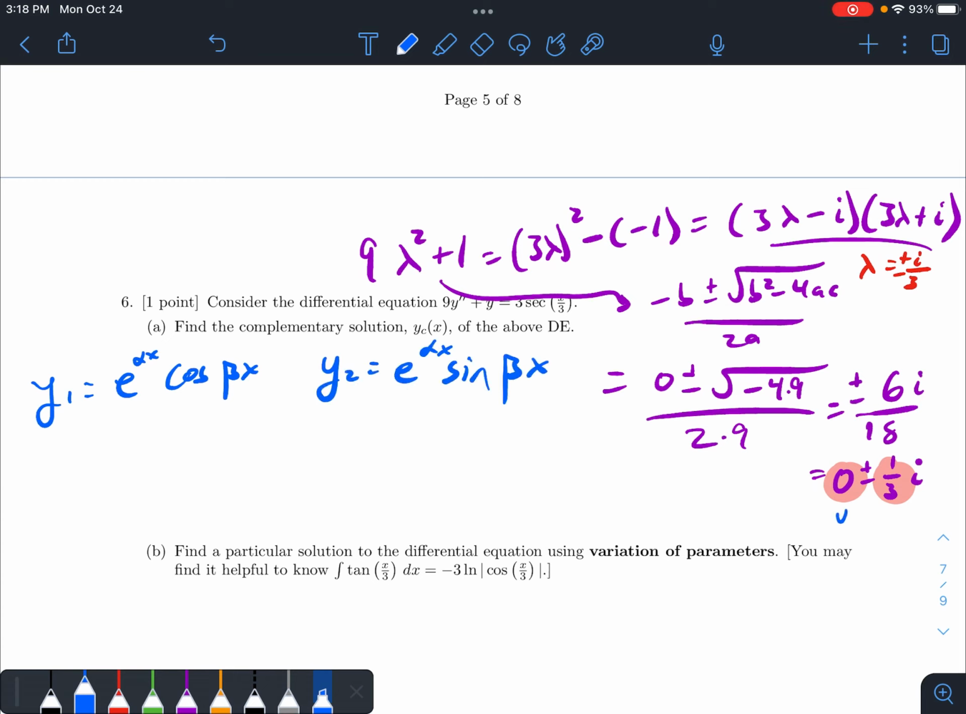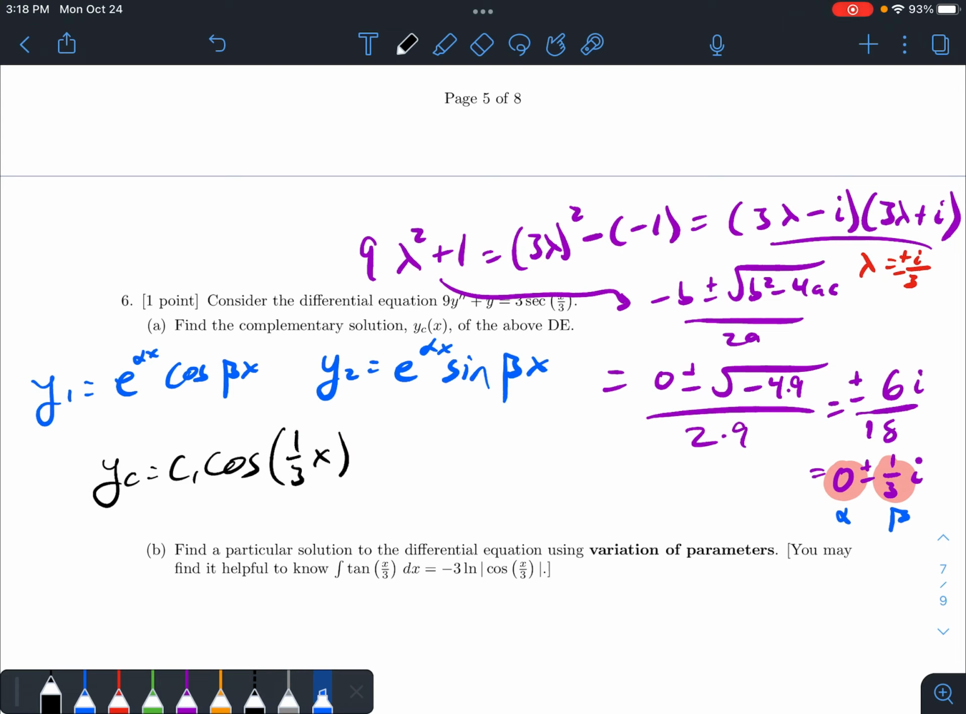So our solution is going to be y sub c is equal to c1 times y1, and our y1, so alpha is 0, so e to the 0 times x is just e to the 0, which is 1, so I won't bother writing it there. And then cosine of beta x, and then beta is 1/3.